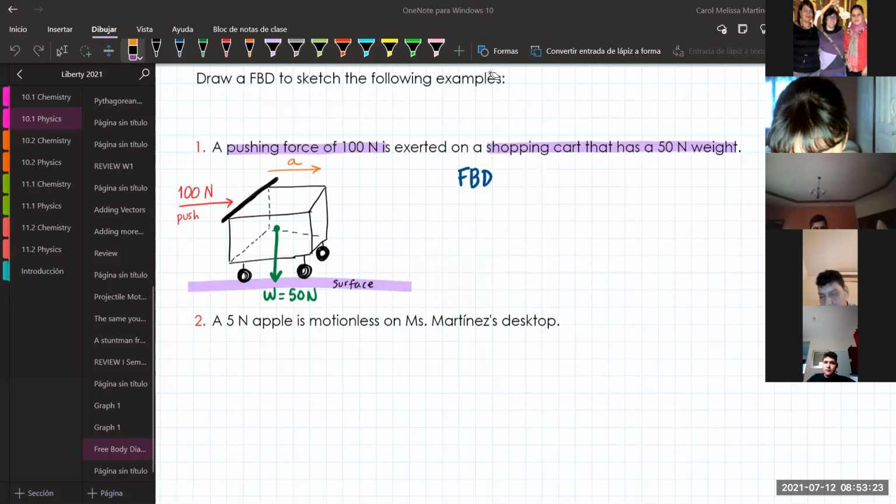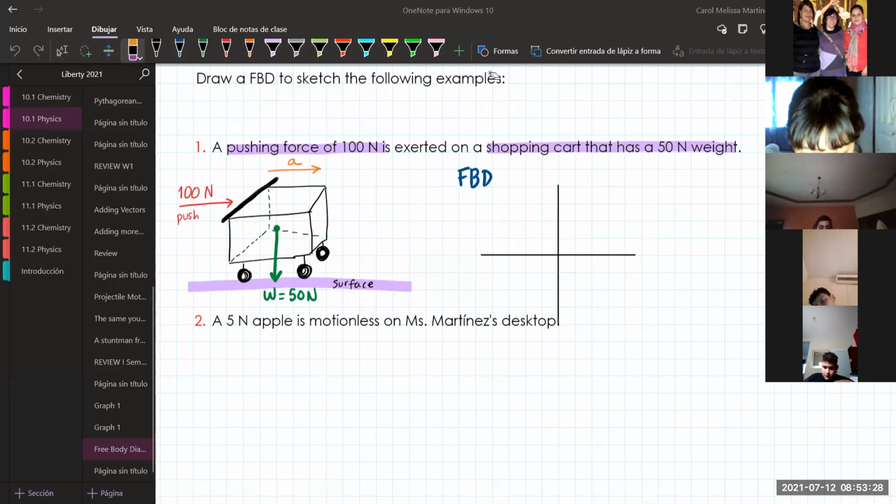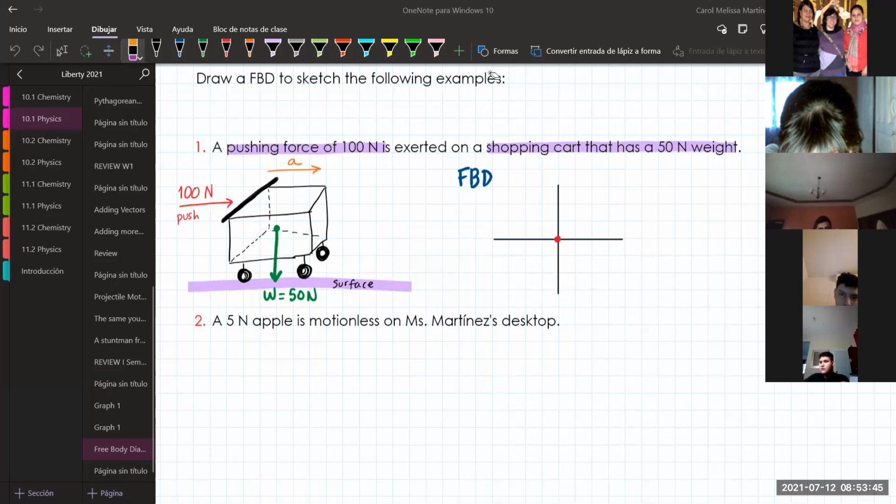So the free body diagram, we start with the Cartesian plane. The shopping cart is going to be here in the center. And now I will include all the forces. The first force that is acting on the object is the pushing force, okay?